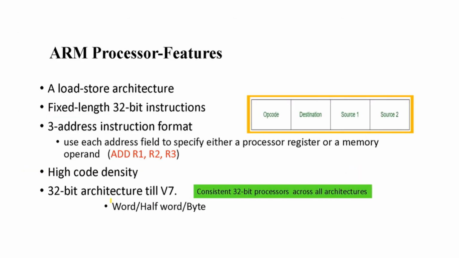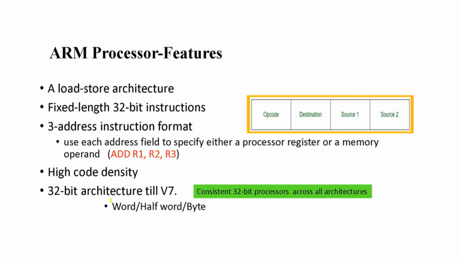So you can see the features: it is a load store architecture. I already told you that the ARM processor is a load store architecture. It has fixed length 32-bit instructions. It has a 3 address instruction format. You can see here the source 2, source 1 and destination. Each address field specifies either the processor register or the memory operand. Here, ADD R1, R2, R3 means R3 is source 2, R2 is source 1, and R1 is the destination. So R2 and R3 are added and stored in R1.